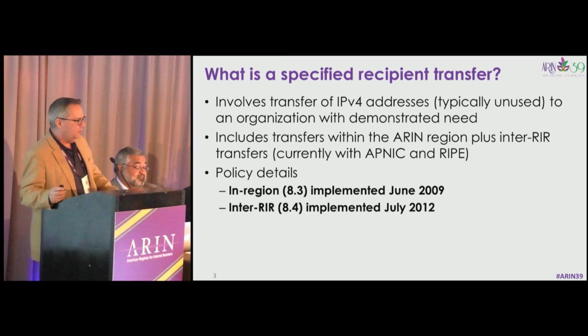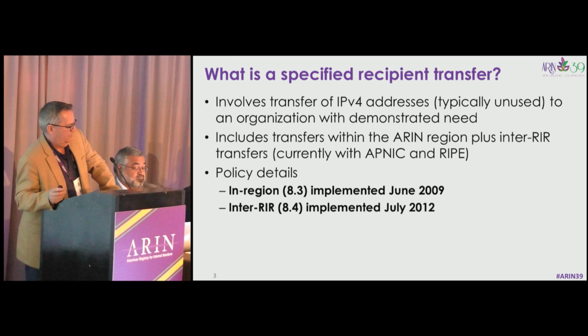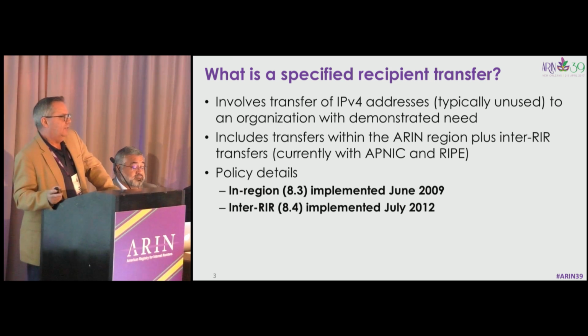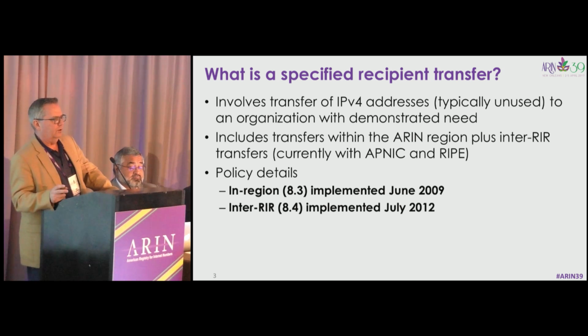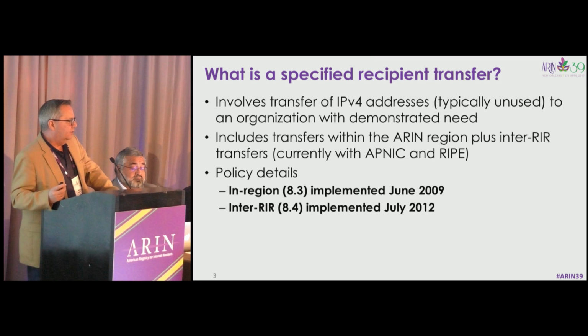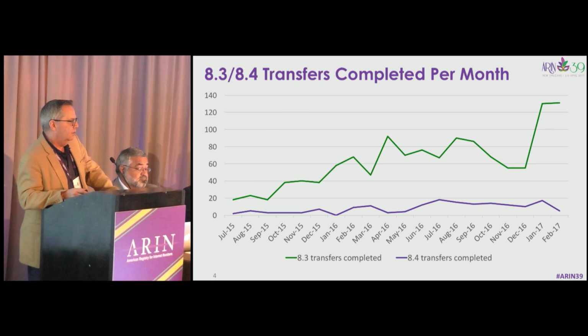Okay, so what is a specified recipient transfer? That involves a transfer of addresses that are typically unused by the person that is holding them to an organization that has demonstrated the need for them. It includes transfers within the ARIN region and also the inter-RIR transfers, currently with APNIC and RIPE. The details are, of course, in the NRPM under 8.3 and 8.4 for the inter-RIRs.